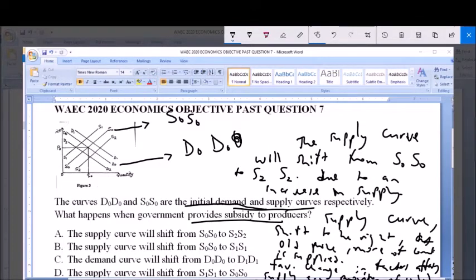So what happens is that once the government provides subsidy, the cost of production of this commodity will reduce, and hence the producers will be able to produce more of these products, due to this subsidy. And if they're able to produce more, it means that the supply of the product in the market will increase, and that is why the curve will shift to the right, from S0, S0 to S2, S2. So as we have rightly established, the supply curve will shift from S0, S0 to S2, S2, which is option A, and is the correct answer to this question.